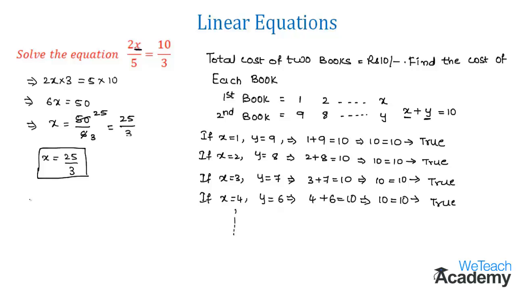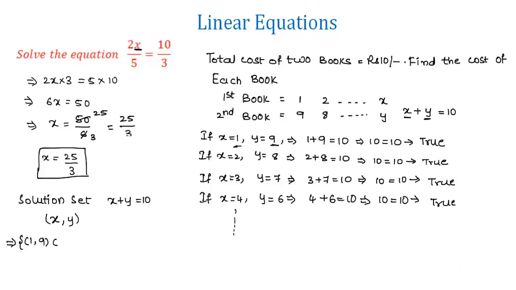And now let us write the solution set for the linear equation x plus y is equal to 10. Writing x as the first element and y as the second element and putting them in small brackets, we get an ordered pair (x, y). So we get the solution set for the equation as (1, 9), (2, 8), (3, 7), (4, 6), and so on. So this was a basic introduction on how to solve an example on linear equations.